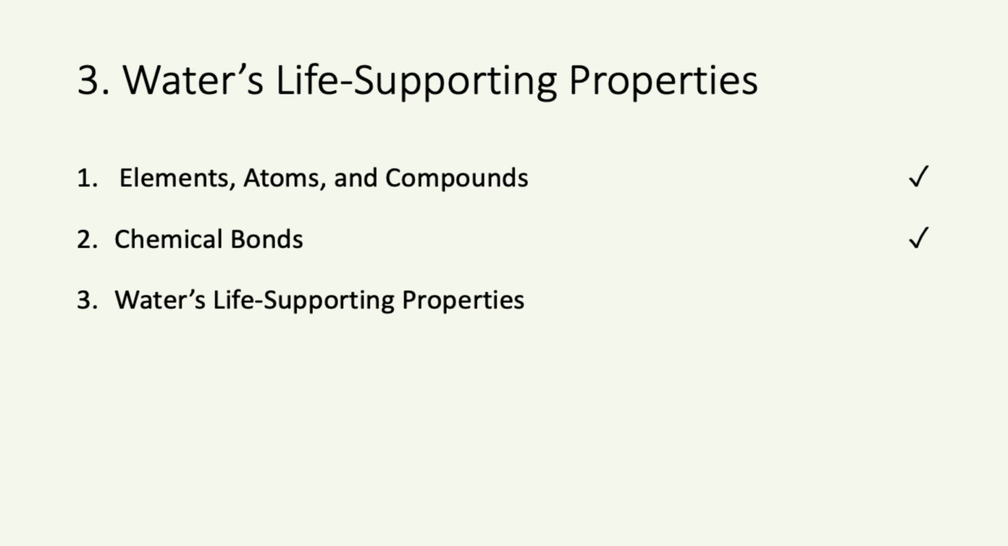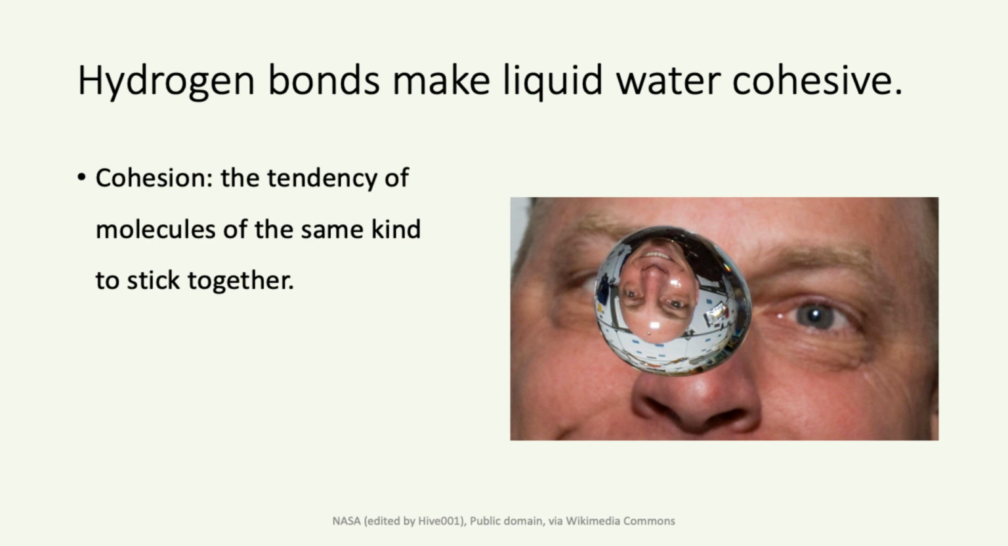Water, often called the universal solvent, plays a crucial role in sustaining life. Now, let's delve into some key properties of water. Hydrogen bonds make liquid water cohesive. Cohesion is the tendency of molecules of the same kind to stick together. Cohesion is much stronger for water than for most other liquids.